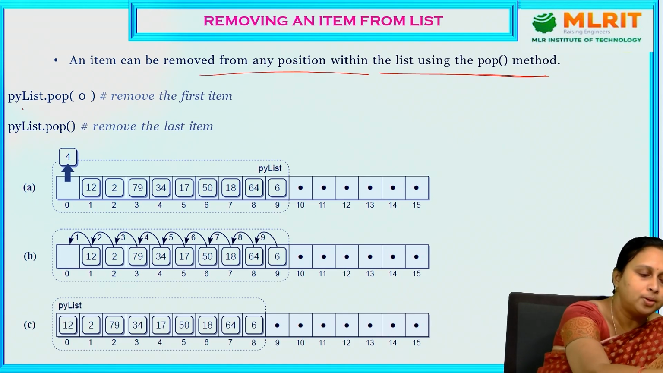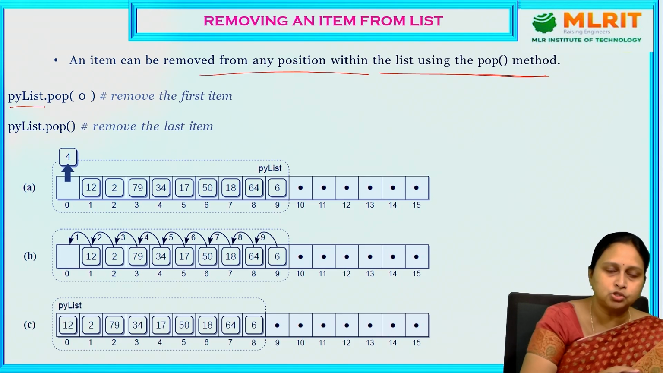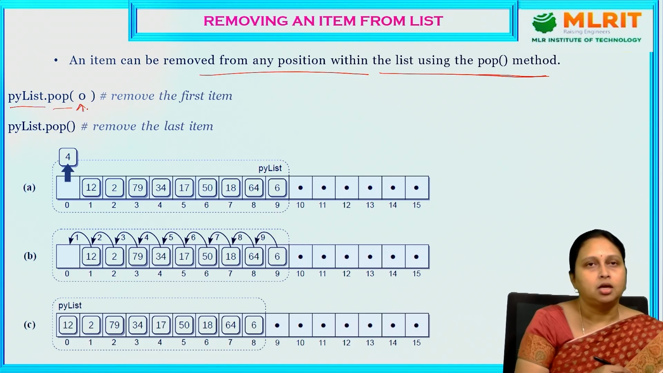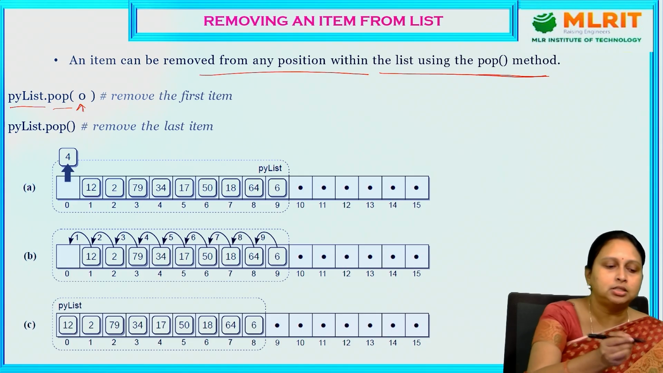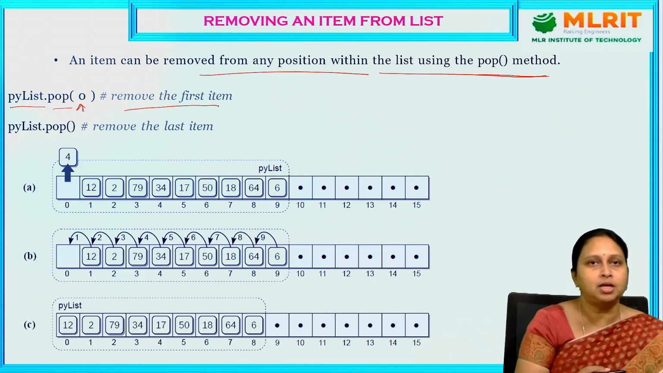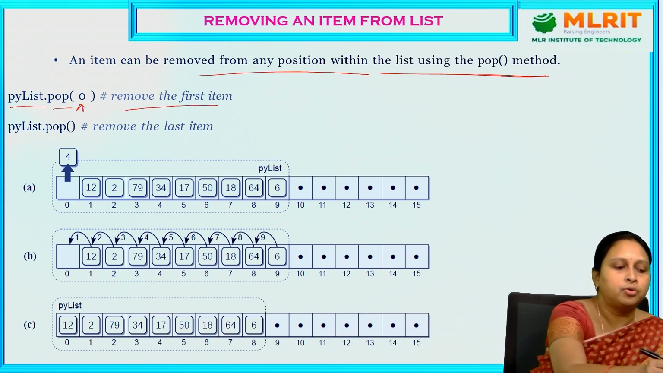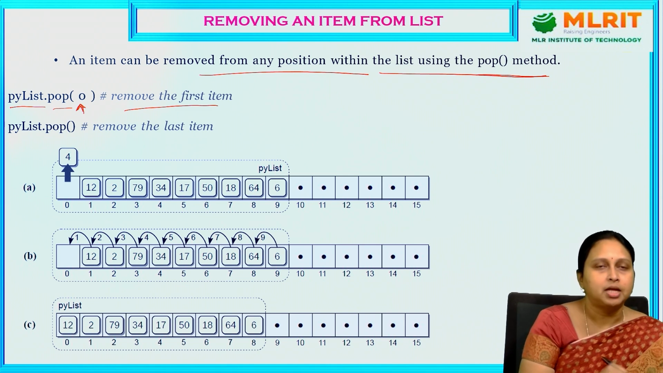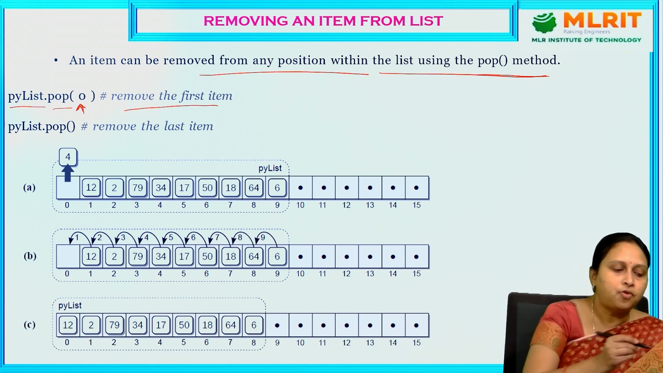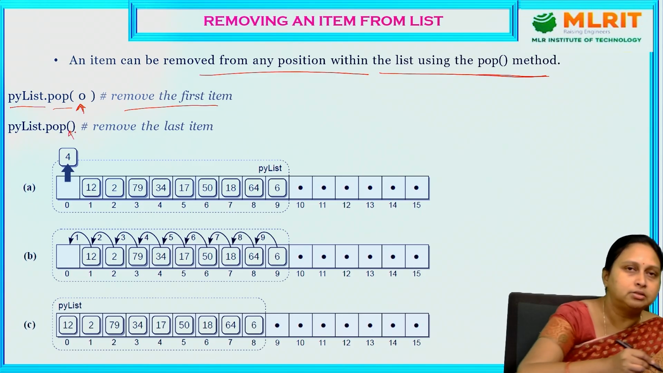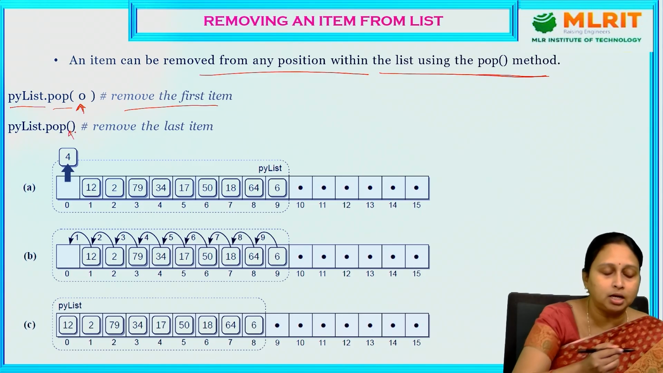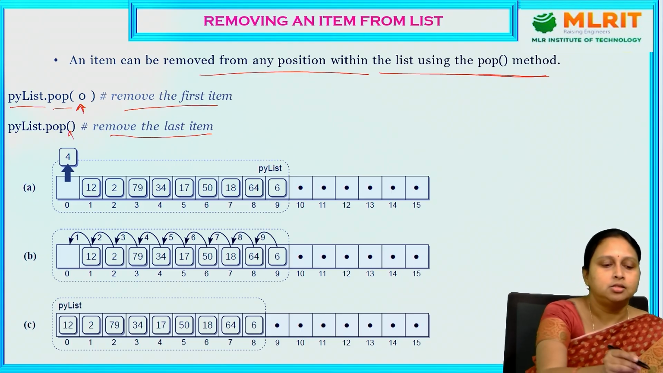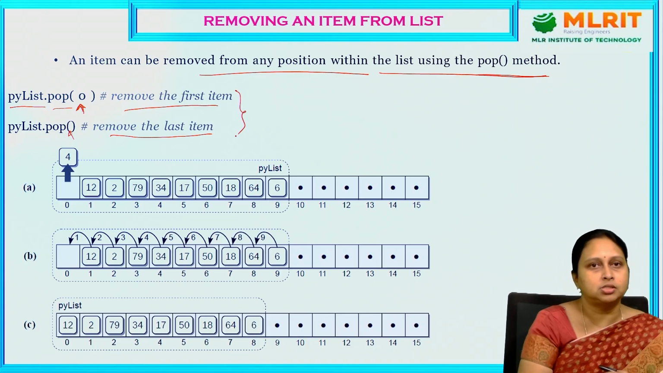Here we have two forms: the list followed by pop, and we are going to pass a value as 0. If you specify 0, it is going to remove the first item from the list, right? The next one, if I am not specifying any parameters in the pop operation, then automatically it will remove the last item from the list, right? These are the two things we can see with an example.